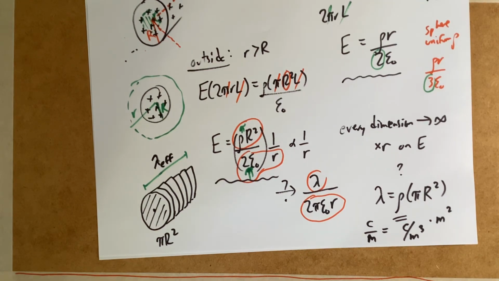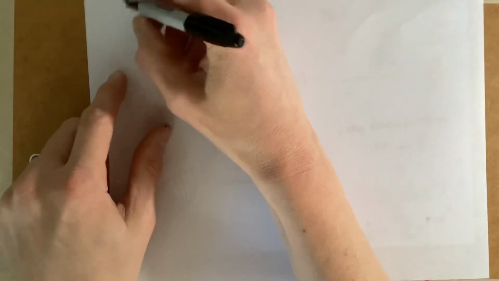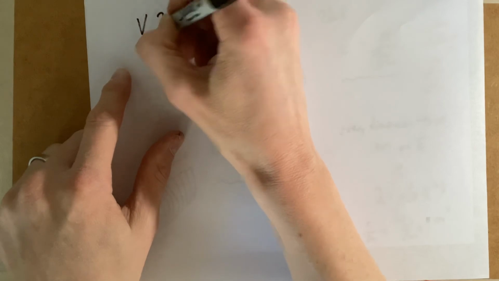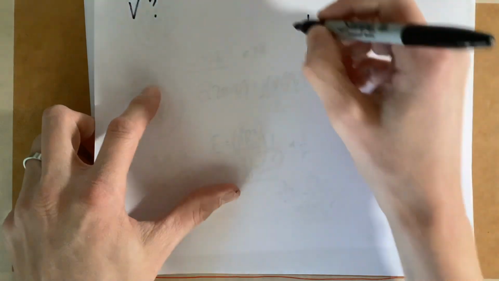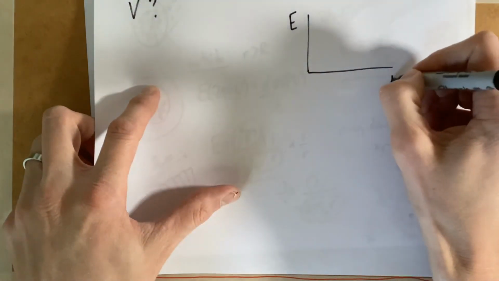And now, just to quickly address the voltage, well, there's going to be no huge surprises. Well, we already talked about it, let's compare the electric field. So the electric field looks like this.